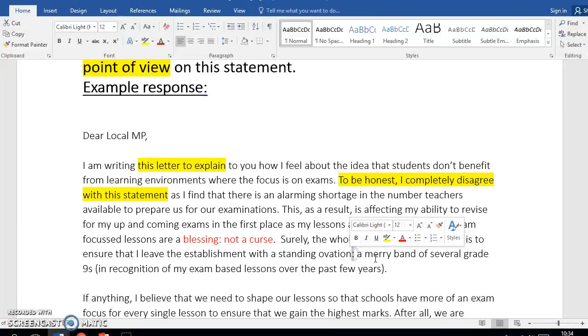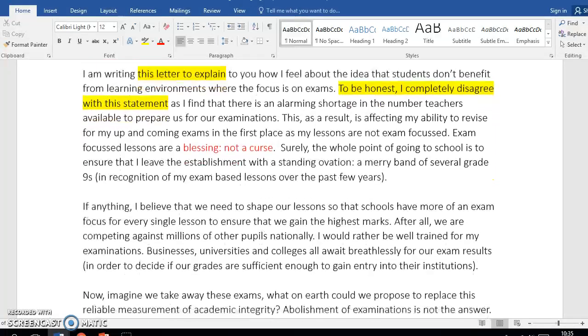You've got that colon again. A merry band of several grade 9s and brackets. Fantastic. This student is clearly trying to get band 9, in recognition of my exam-based lessons over the past few years. So that's a nice short introduction there.